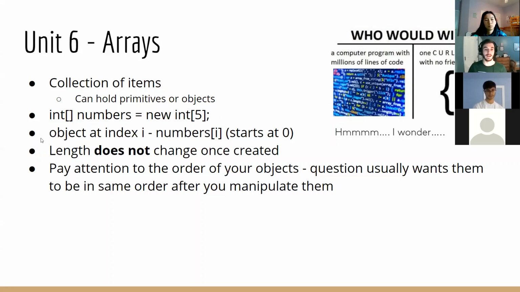So objects are going to be stored at index I, and you can get that with this accessing syntax. Remember again, arrays start indexing at 0. So the first one will be 0, and the second one will be at index 1. A little confusing, but once you get your head around it, it'll be second nature.